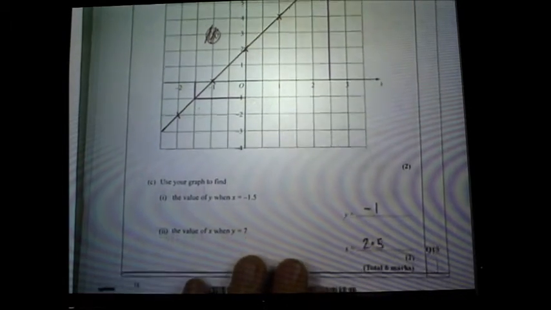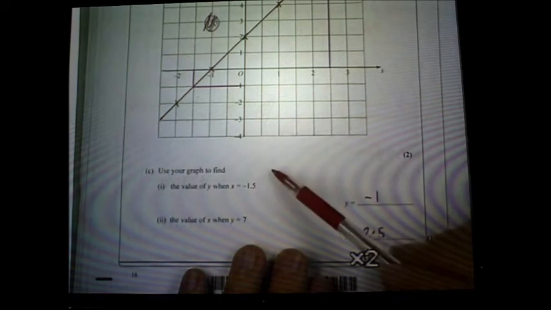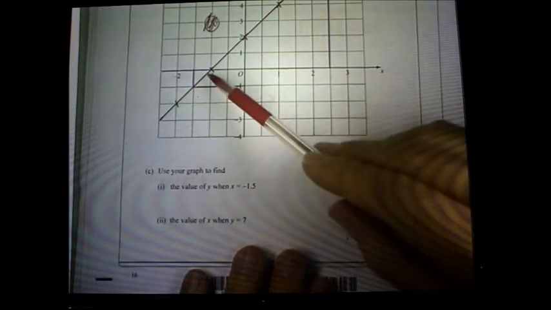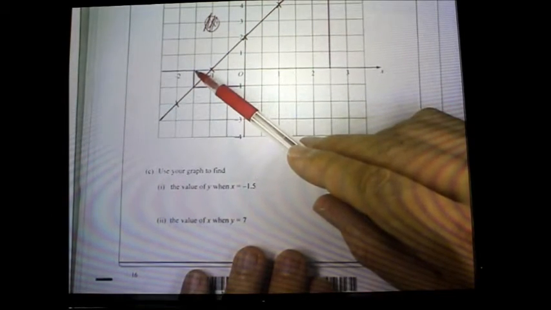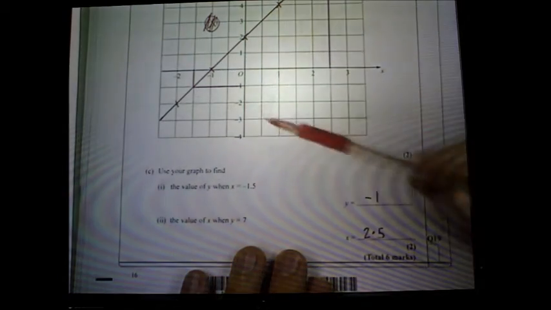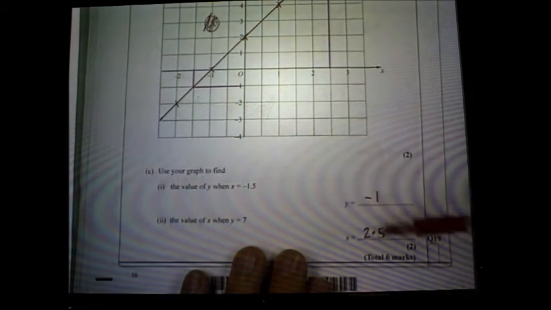Use your graph to find out the value of y when x is minus 1.5. So this is the x-axis here. This one, well, I've got the x next to it. So go to x is minus 1.5, which is here. Then go down, hit the line, and come across. So y is equal to minus 1. And the value of x when y is 7. Well, this one's the y-axis. Go up to 7, come across, hit the line and come down, and you get the answer 2.5. And you should be able to see that I've drawn those lines on.